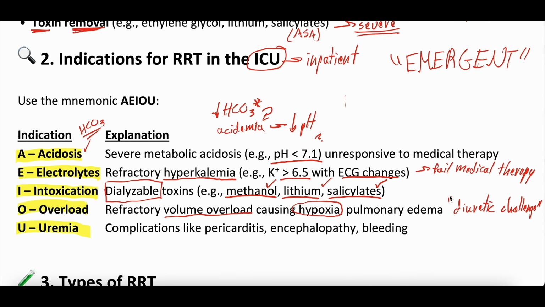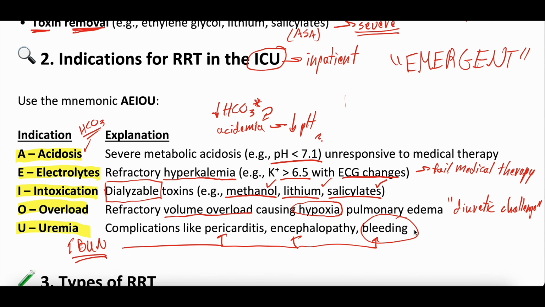And then the U in AEIOU is uremia. Severe uremia or increased BUN can cause a lot of complications. It can cause things like pericarditis, it can cause encephalopathy, it can cause uremic bleeding, right? Uremia actually affects platelet function, so high BUNs lead to worsening platelet function, and as such you can have problems with forming a clot, which then can lead to bleeding.